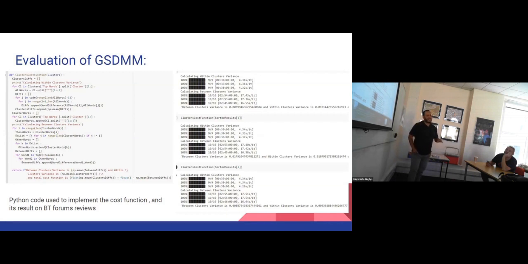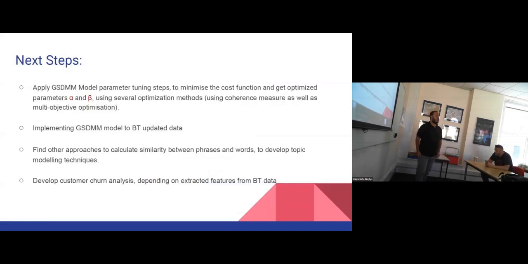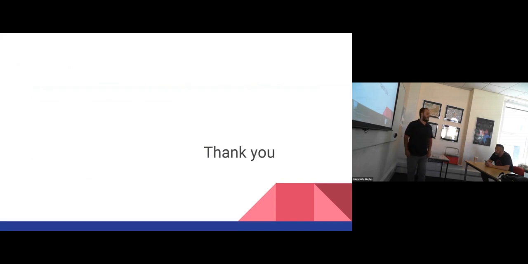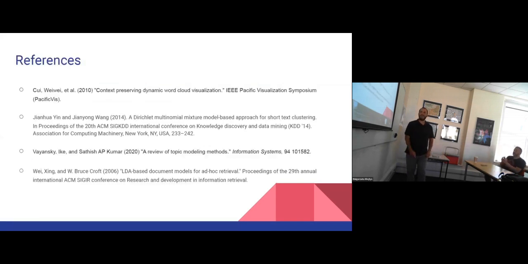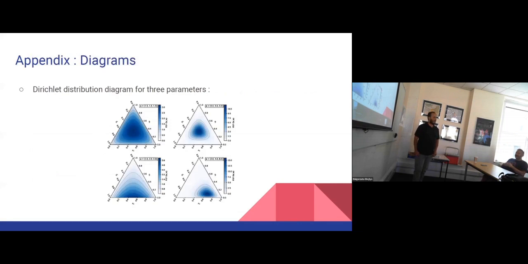So far, we're still looking for the optimization tool. How can we use this cost function to minimize the cost so we can get the optimized alpha and beta exactly, and implement the GSDMM model on BT data and so on, which will be the next step? Thank you so much. Welcome for any question. Here is the reference and here is the appendix for any information.